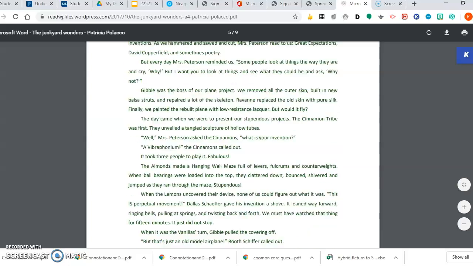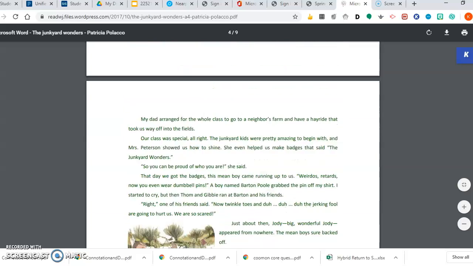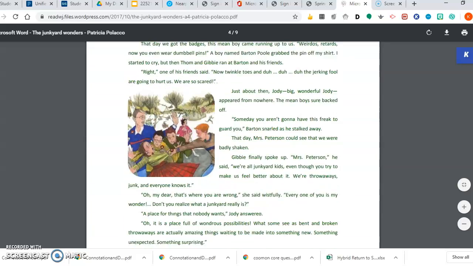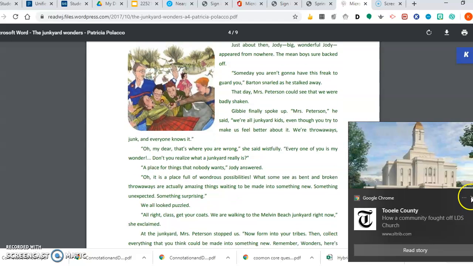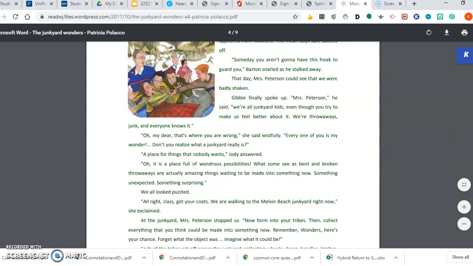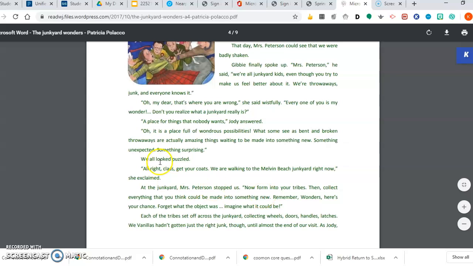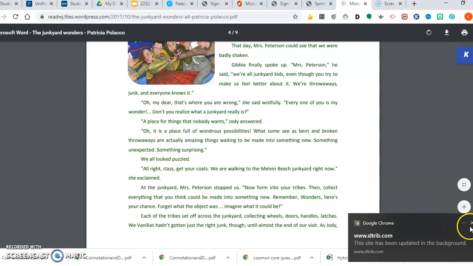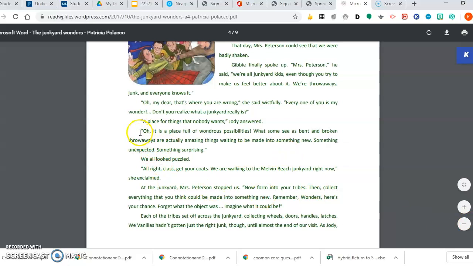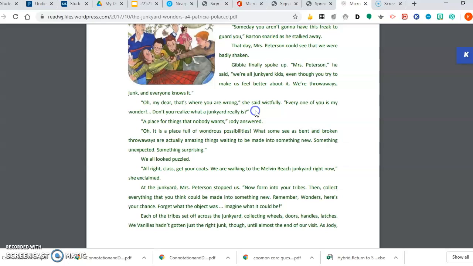So I'm going to lift my evidence. I've already read this text a few times, so I kind of know why Patricia Polacco is choosing that, okay? And I'm going to choose these quotes over here. For me, I'm going to choose this quote right here, okay? Because it talks about the wondrous possibilities. Actually, I'm going to choose this one up here because it references Junkyard.